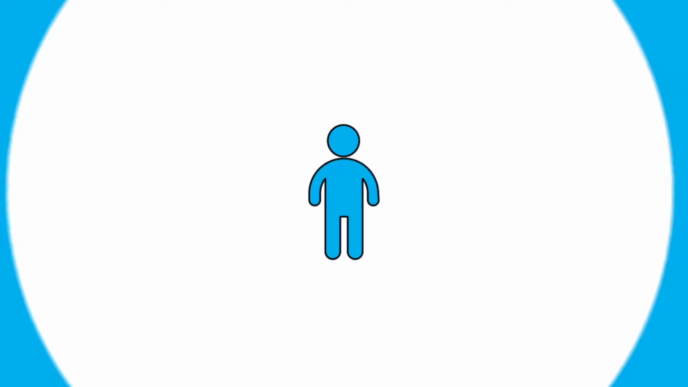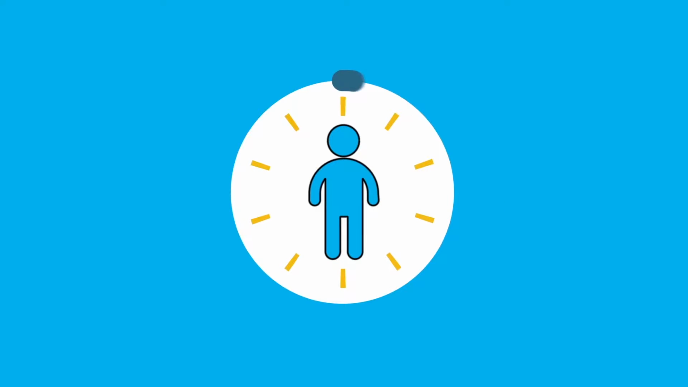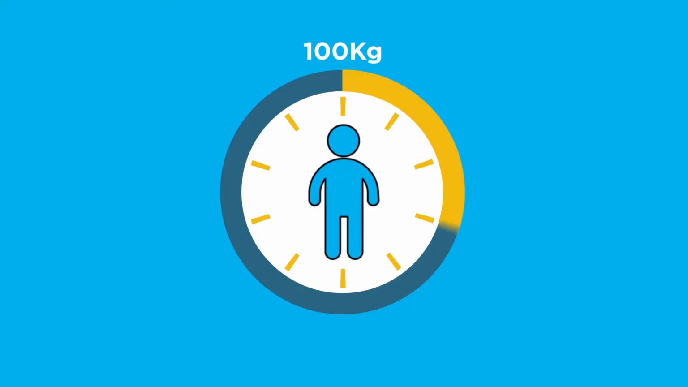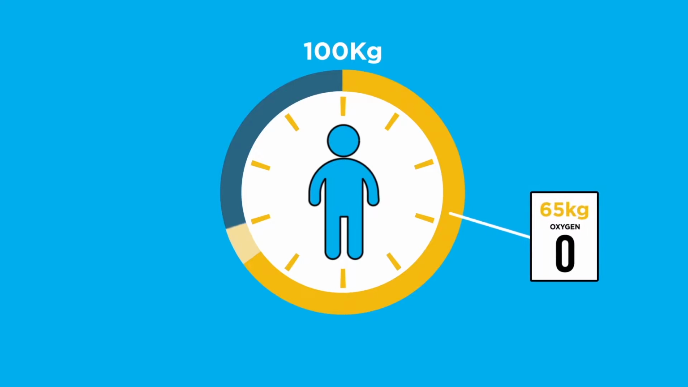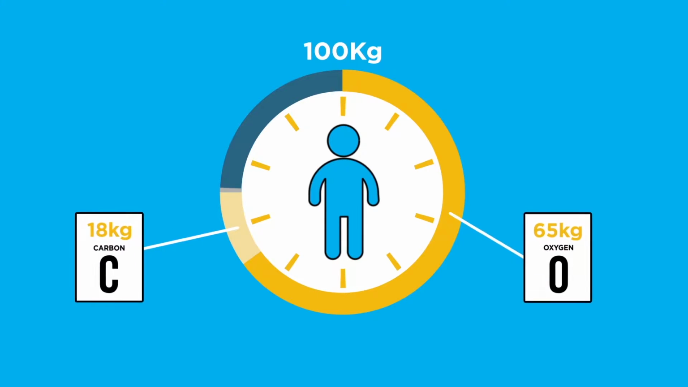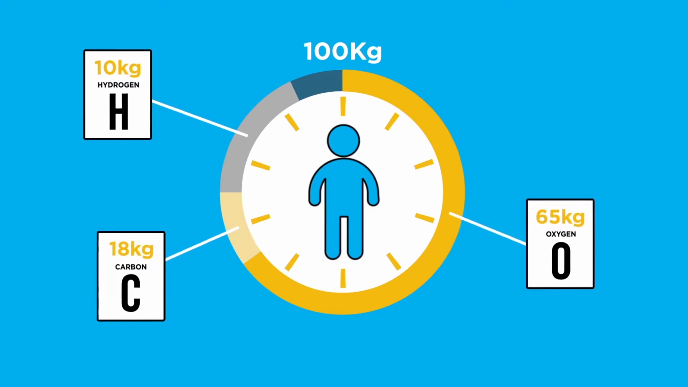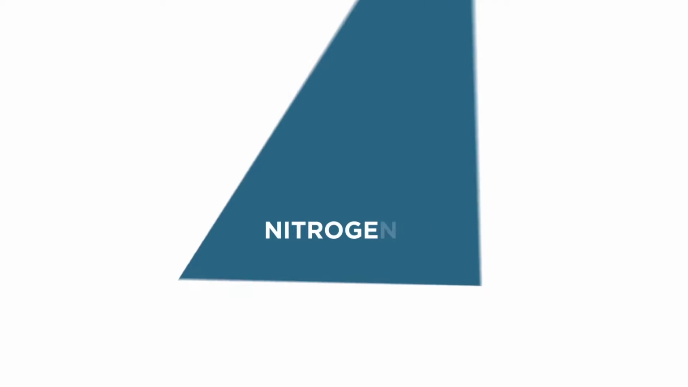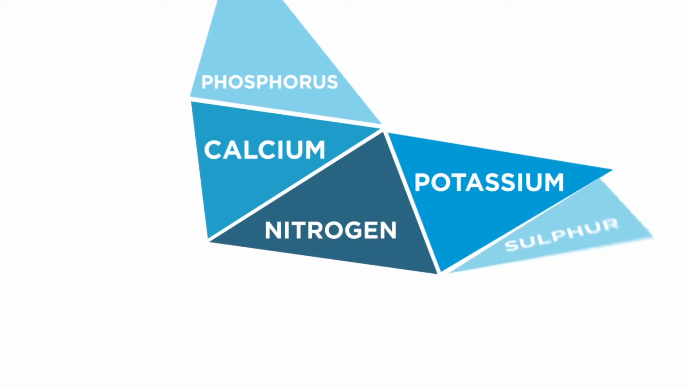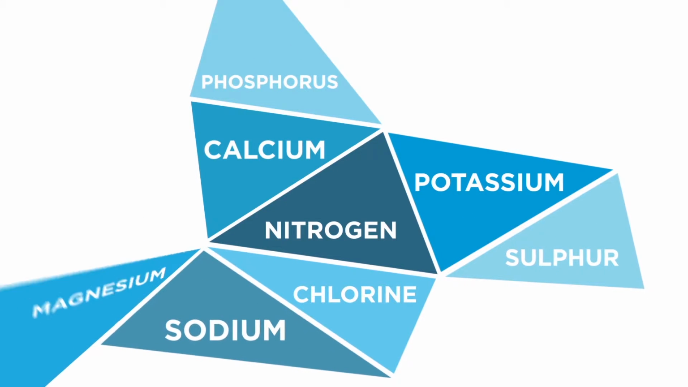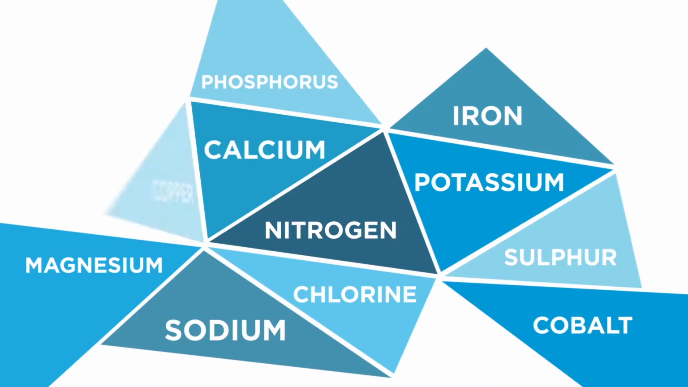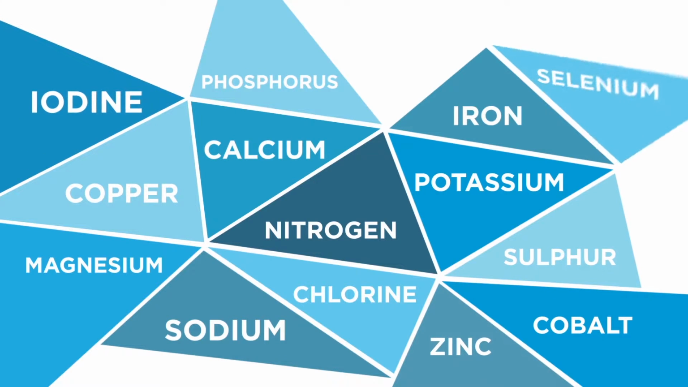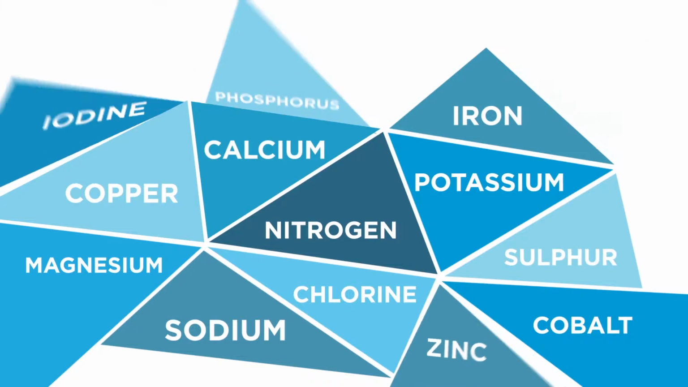The human body itself is very scarce on chemical elements. For every 100 kilos of weight, 65 kilos are oxygen atoms, 18 kilos are carbon atoms, and 10 kilos are hydrogen atoms, which leaves little room for all the other essential elements: nitrogen, calcium, phosphorus, potassium, sulfur, chlorine, sodium, magnesium, iron, cobalt, copper, zinc, iodine, selenium, fluorine.